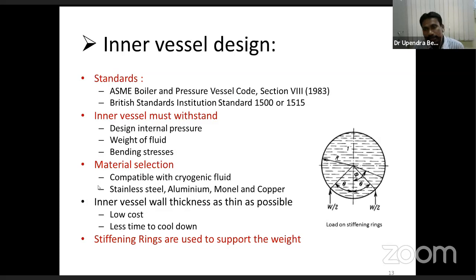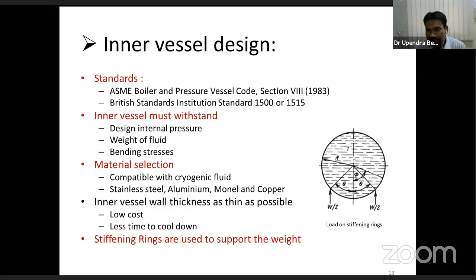Then the material selection is another important parameter for container design. The materials should be compatible with cryogenic fluids: generally stainless steel, aluminum, Monel, that is a nickel and copper alloy, and copper alloys are sometimes used. But in most cases, the inner container is designed with stainless steel.